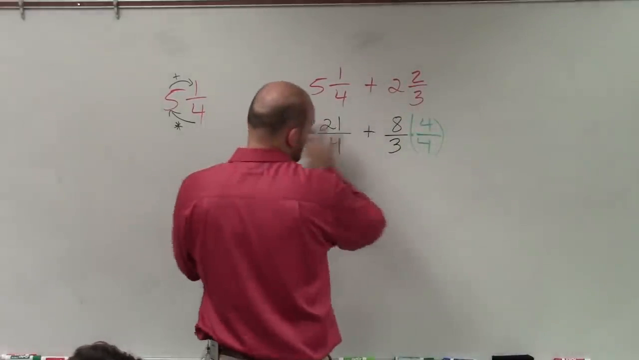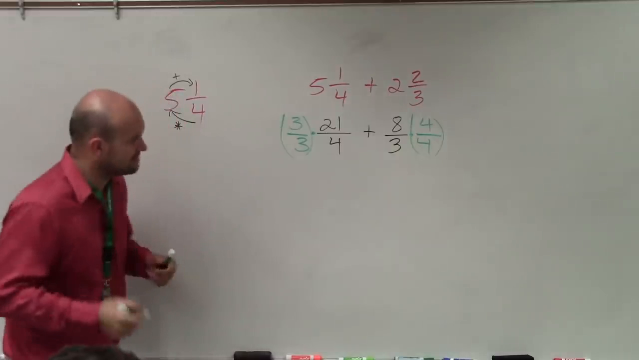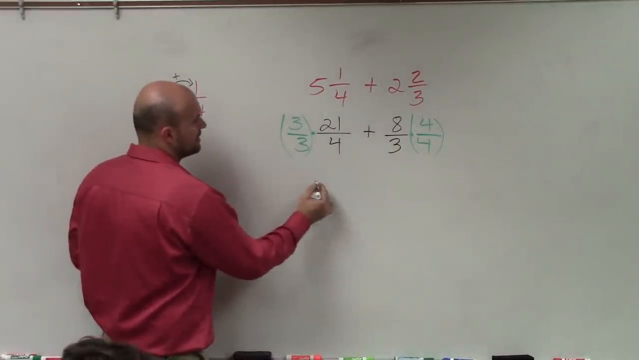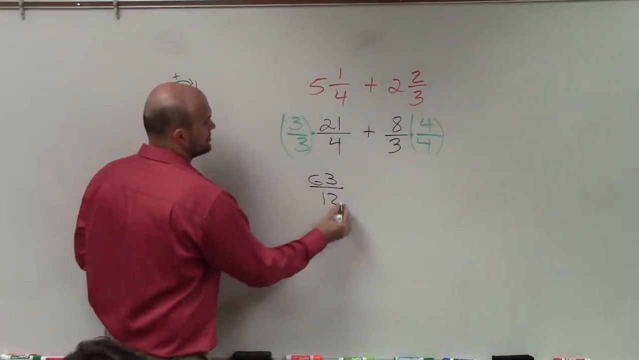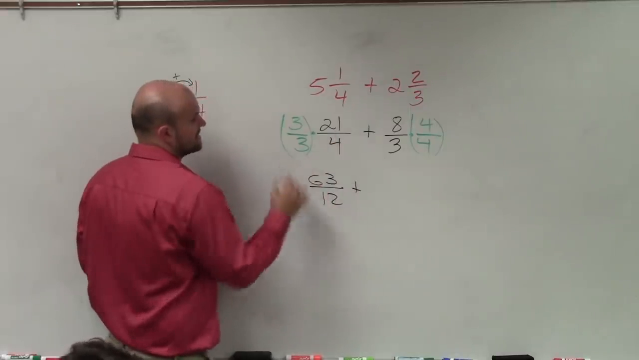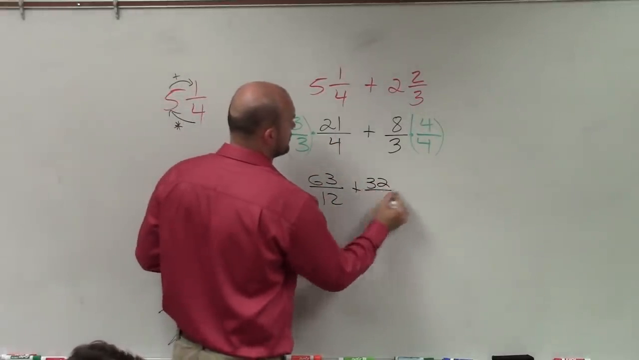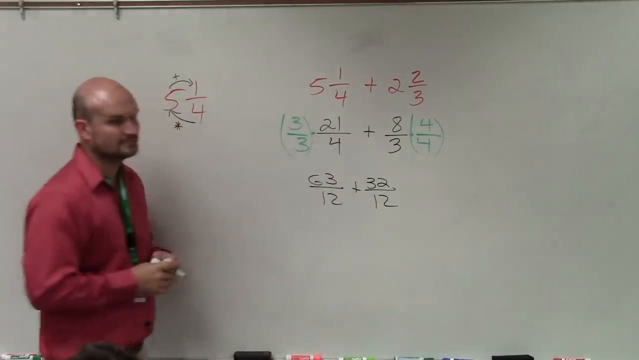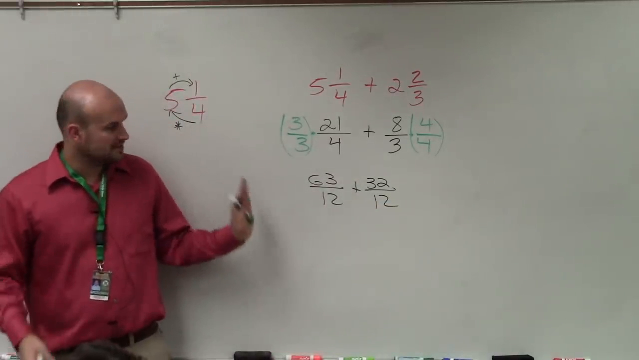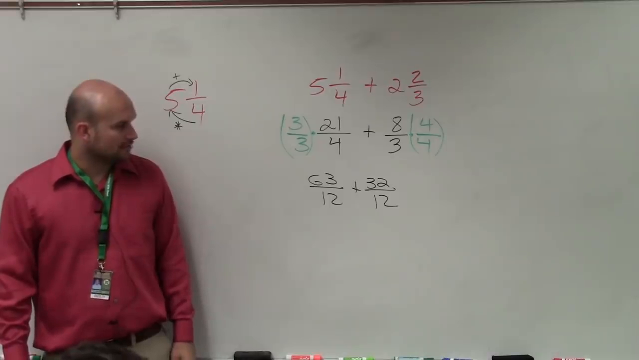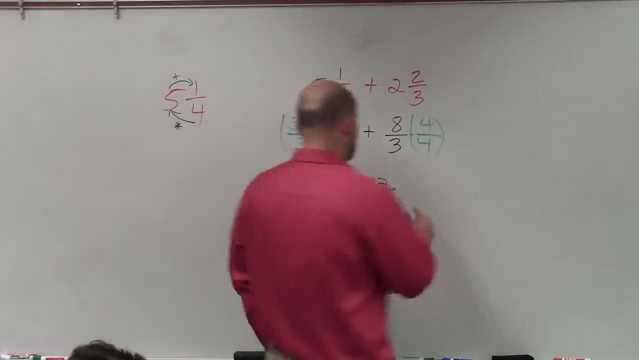So now I need to multiply across. When we multiply, we just multiply numerator times numerator, denominator times denominator. 3 times 21 is 63 over 12, plus 8 times 4 is 32 over 12. Now I have common denominators, and I can add my numerators, which would be 95 over 12.